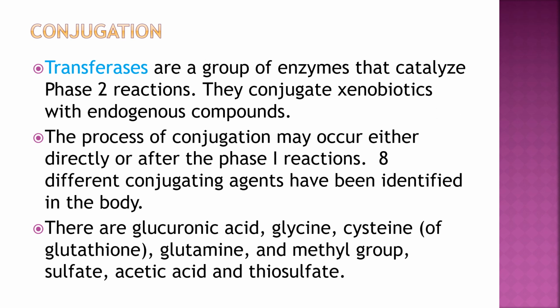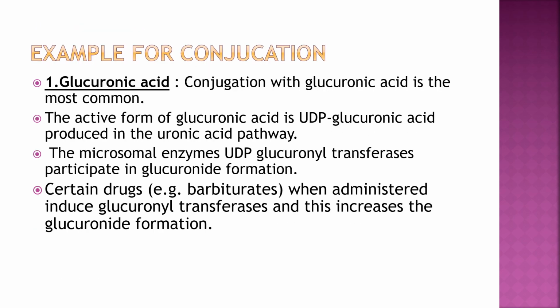Conjugation. The enzymes involved in this step are transferases. This is a group of enzymes. It conjugates xenobiotics with endogenous compounds. The process of conjugation may occur either directly or after phase 1 reactions. 8 different conjugating agents have been identified in the body. They are glucuronic acid, glycine, cysteine, glutamine, methyl group, sulfate, acetic acid and thiosulfate.